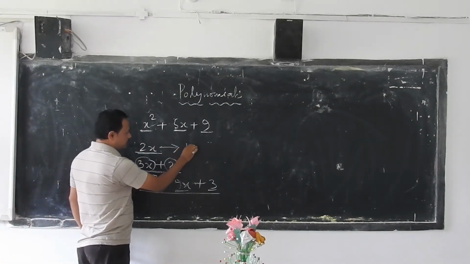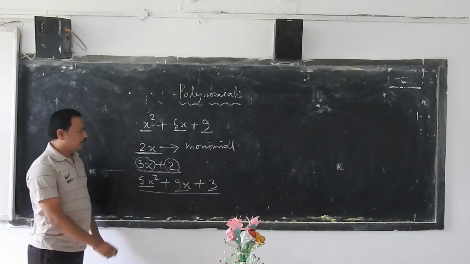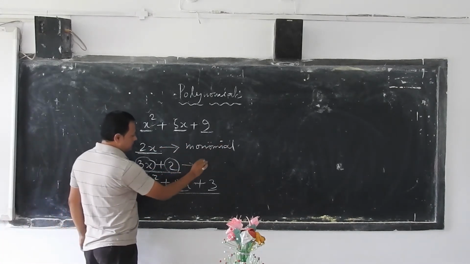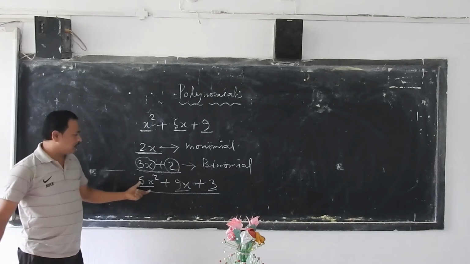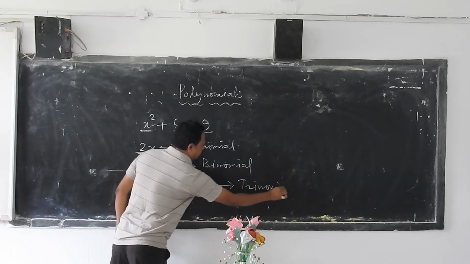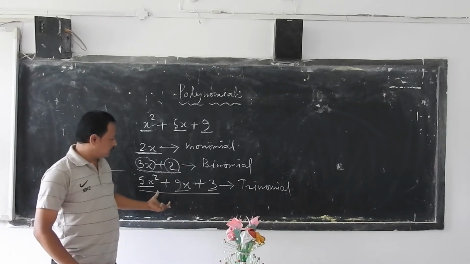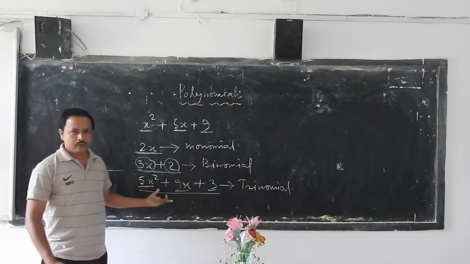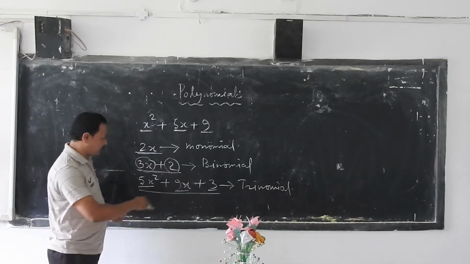A single term polynomial is called a monomial, and a 2 term polynomial is called a binomial, and a 3 term polynomial is called a trinomial. And if in a polynomial 4 terms are there, it is called quadrinomial, and if 5 terms are there, it is called a polynomial of 5 terms, polynomial of 6 terms, polynomial of n terms, and so on.